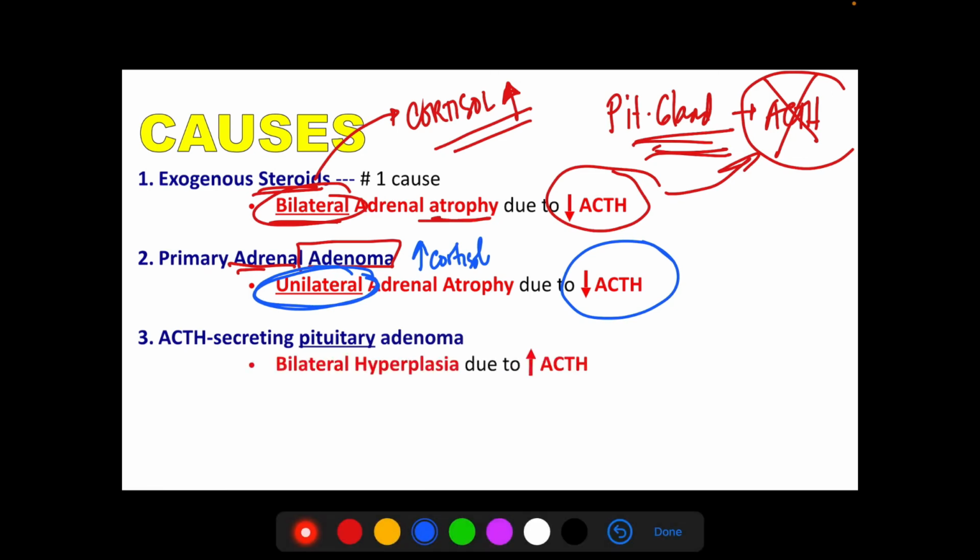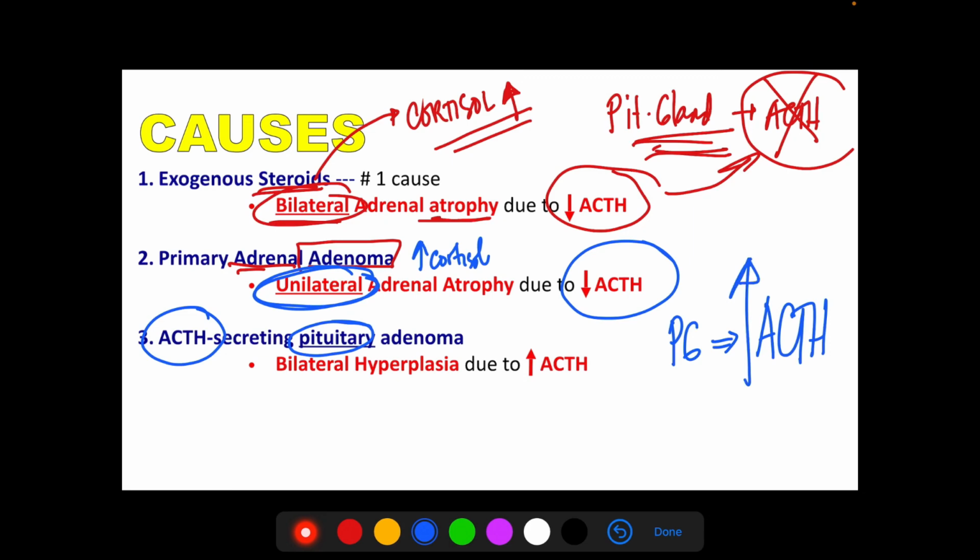Number 3, ACTH secreting pituitary adenoma. Now, the adenoma is located in the pituitary gland, and this adenoma or tumor is secreting ACTH. So, the pituitary gland itself has adenoma, and it secretes a lot of ACTH.